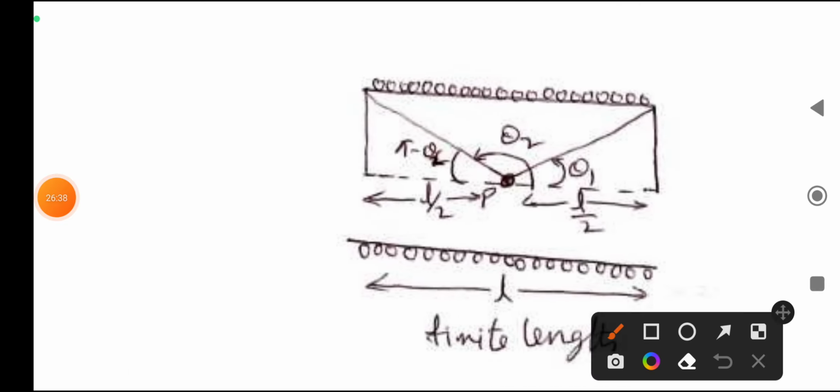It is a finite length, right? So if it is the total length, then this part is half. This is also half. This angle is theta 1, this angle is theta 2, then this angle is pi minus theta 2. This side is A, this side is also A.